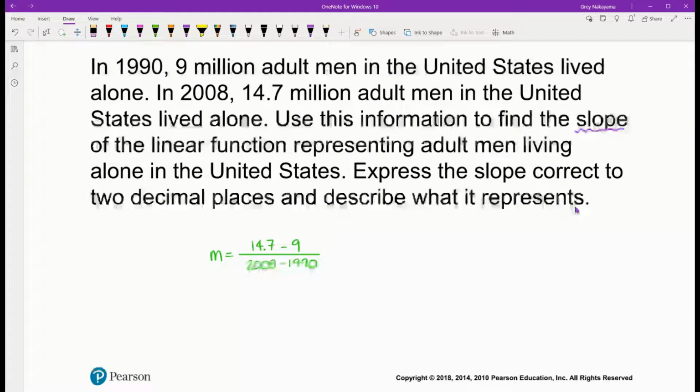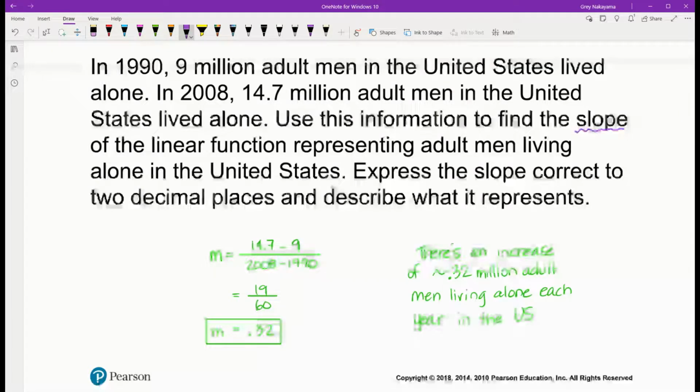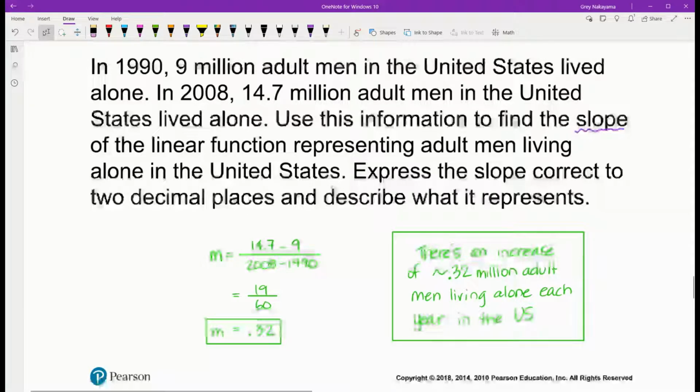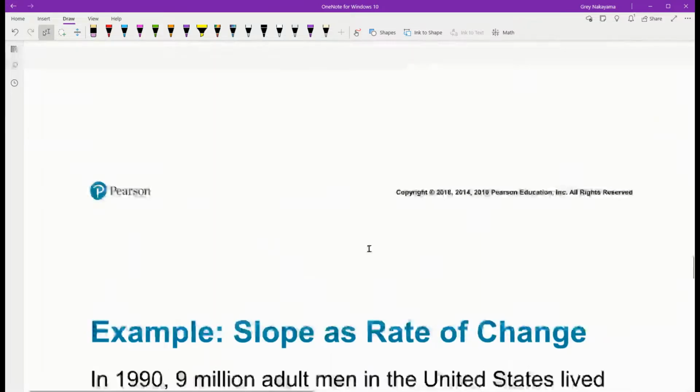So to simplify that, I'm going to have 60 on the bottom and 19 on the top. And when I put that in decimal, because I read the directions, then my slope is going to be 0.32, because they wanted it to 2 decimal places. It does say describe what it represents. So it tells us that there's an increase of approximately 32 million adult men living alone each year in the United States. Okay, so that is slope as a rate of change.